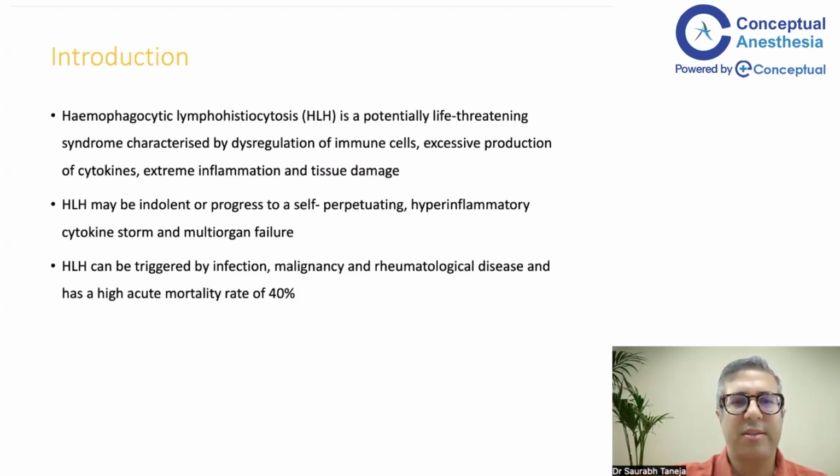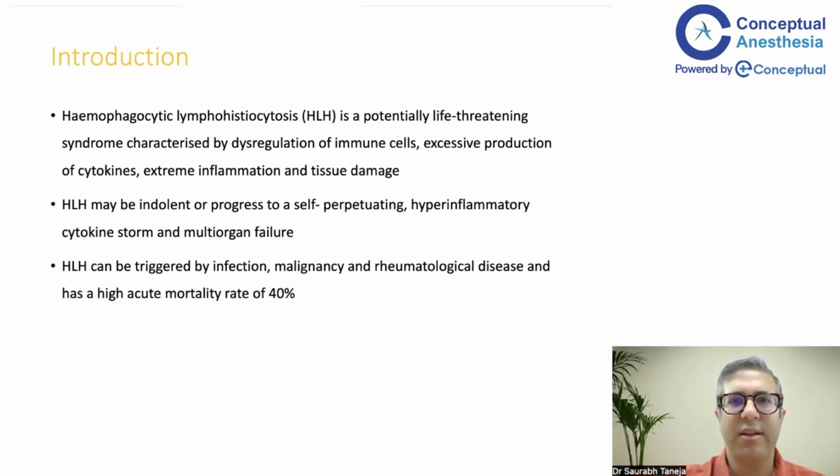So as an introduction, HLH, as we commonly call it, is a potentially life-threatening syndrome characterized by dysregulation of immune cells, excessive production of cytokines, extreme inflammation and tissue damage. So it has got something to do with the immune system, and there is dysregulation of the immune system. There is excessive production of cytokines leading to inflammation and tissue damage. It can be an indolent or a self-perpetuating hyperinflammatory cytokine storm. So like sepsis can lead to a cytokine storm, HLH can also lead to a cytokine storm.